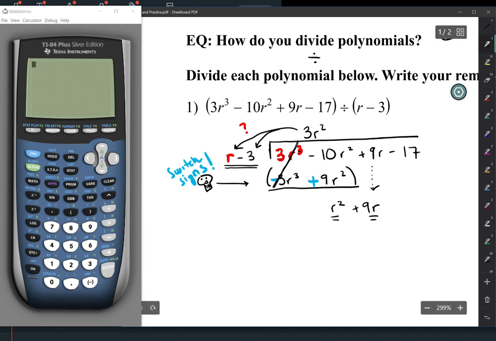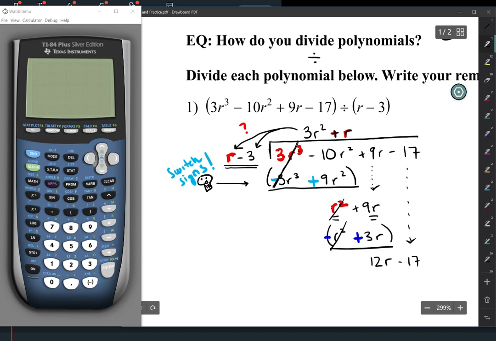Now I think to myself, what's going to make the r into r squared? Well, that would be a positive r. That's what I'm going to need to multiply by. R times r is r squared. R times negative 3 is negative 3r. I'm going to draw off my bar. Don't forget to change the signs. Switcheroo. Good old switcheroo. And then those will cancel. That'll give me 12r, and I'll bring down the 17.